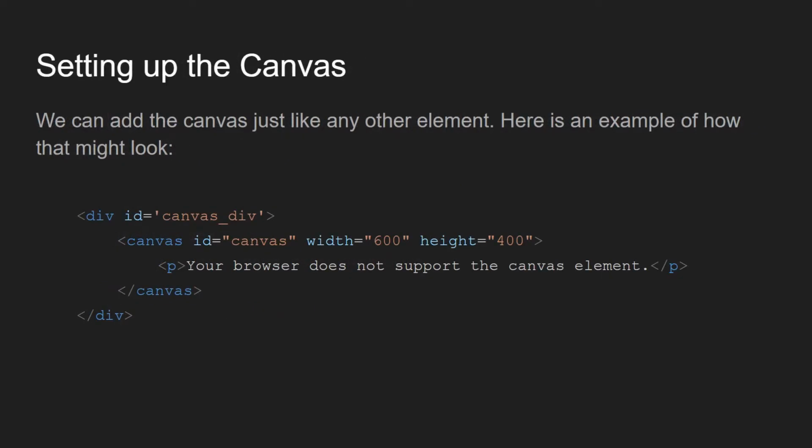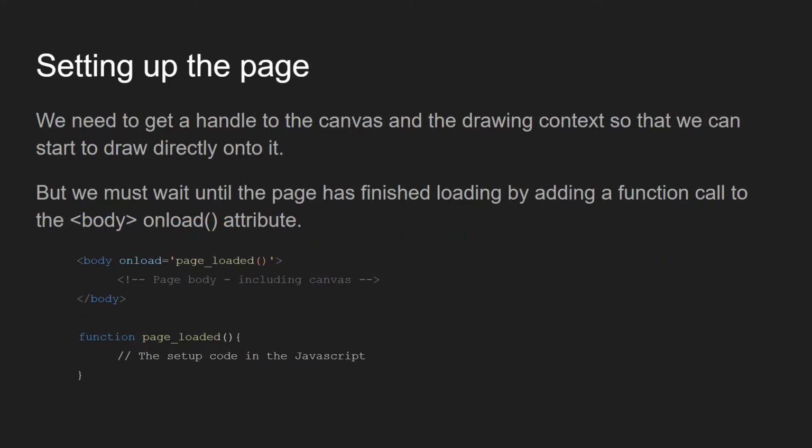We also need to set up the canvas in the HTML. The canvas itself is just a regular HTML tag, but I've wrapped it in this div so that we can get hold of it more easily. We also need to trigger a function to load when the page is finished loading, or we won't be able to get access to the elements on that page in the JavaScript. We do that by using the onLoad attribute of the body, which will allow us to run a JavaScript function, in this case the function I've created called page_loaded, whenever the page is finished loading.